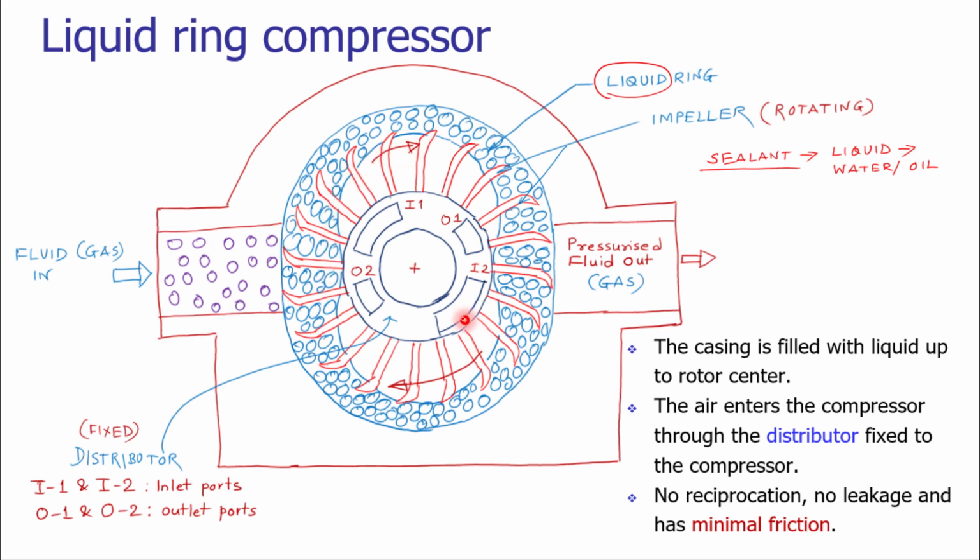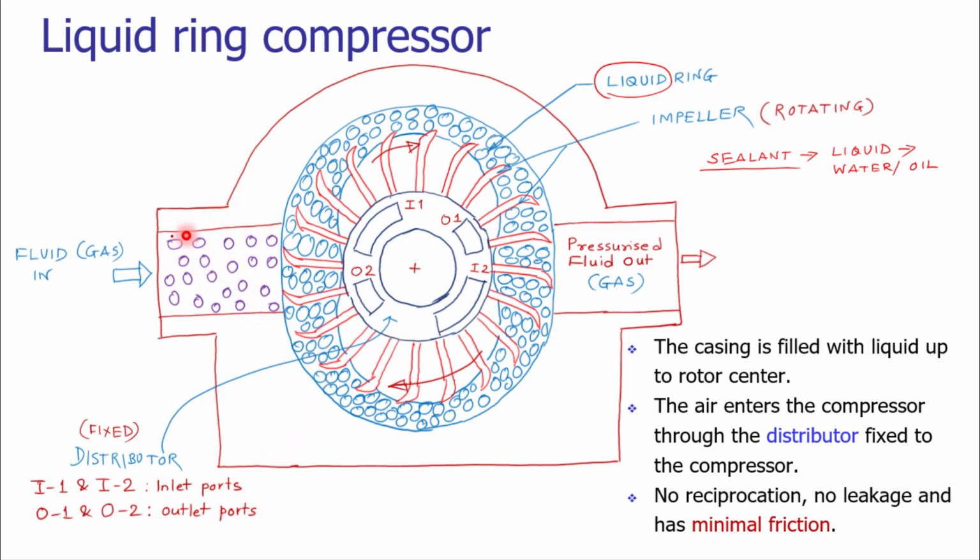At the end of the shaft, we have a distributor, but note that the distributor is fixed. It is not rotating, and it is mounted on the casing. The distributor is a mechanical element and it has four openings: I1, I2, O1, O2. I1 and I2 are the inlet ports, and O1 and O2 are the outlet ports.